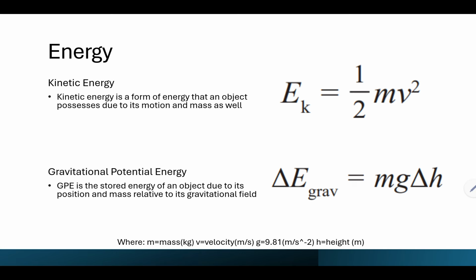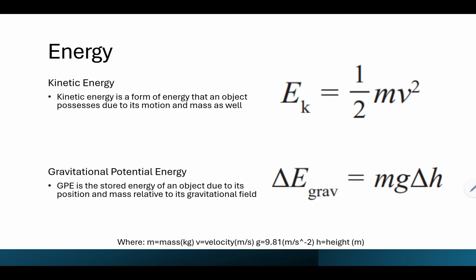The first type of energy we're going to be looking at is kinetic energy. Kinetic energy is a form of energy that an object possesses due to its motion and mass as well. And the formula for it is E equals half mv squared, where m equals mass and v equals velocity.